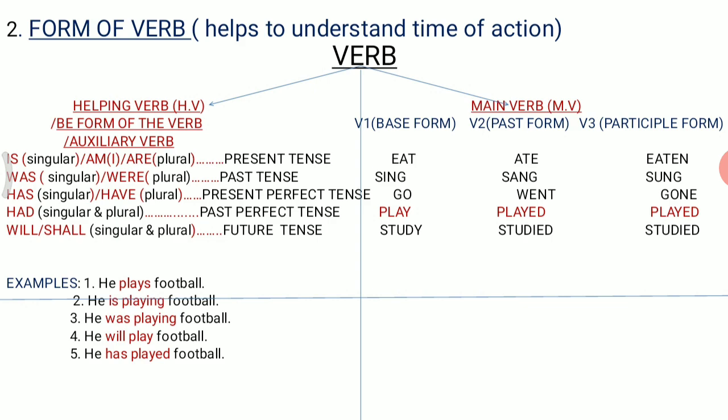अब हम इनको समझते हैं कि ये होते क्या. Now helping verb जिन्हें हम be form of the verb भी बोलते हैं और auxiliary verb भी बोलते हैं. Now be form of the verb इसलिए बोलते हैं because they help us to understand state of being.